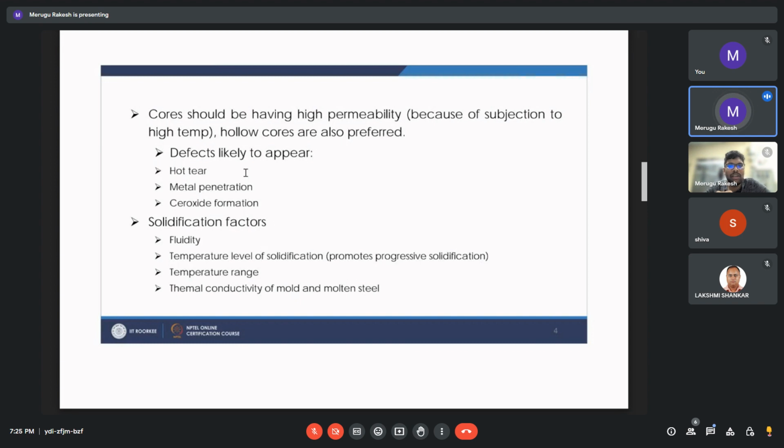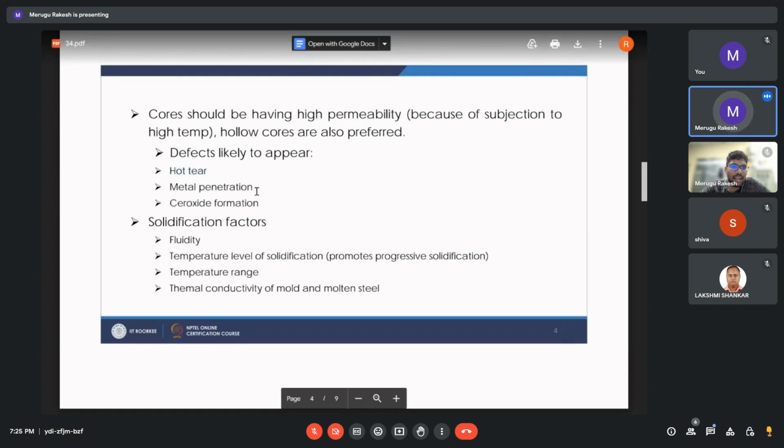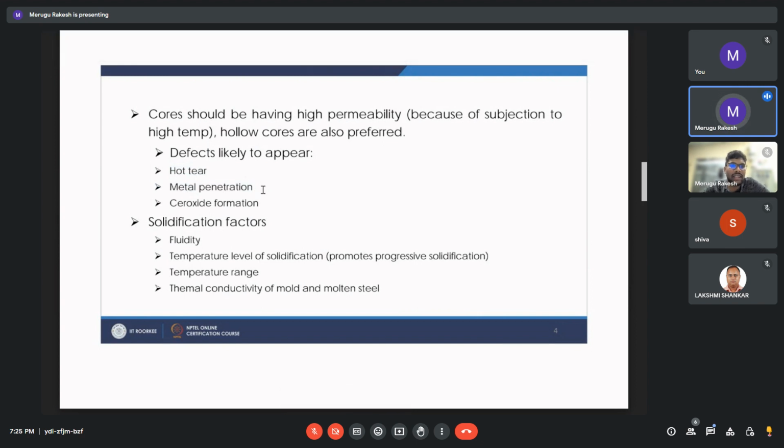This also happens if you have unyielding supports. A simple example, assume an I section. If the top and bottom are cooling faster, the center will have very little time to solidify, so it will still be in liquid state and can clearly tear off. That is called hot tear. And metal penetration occurs if you have very coarse sand. On the surface you can clearly see that metal has penetrated into the mold walls. And oxide formation.